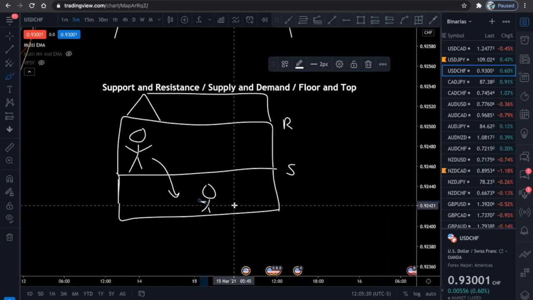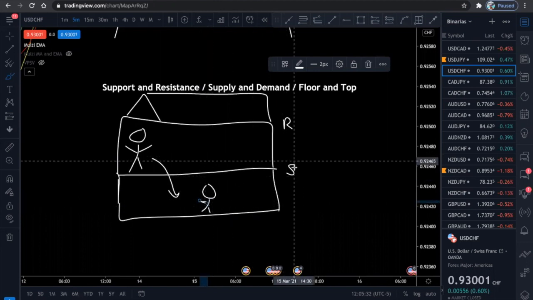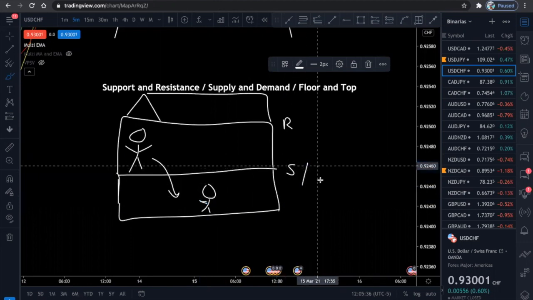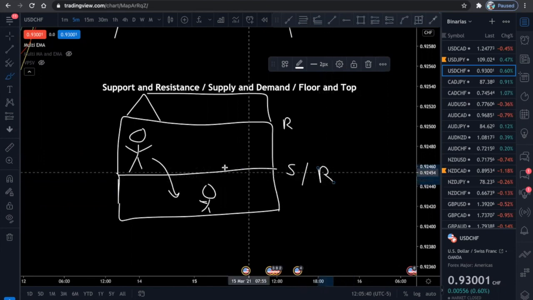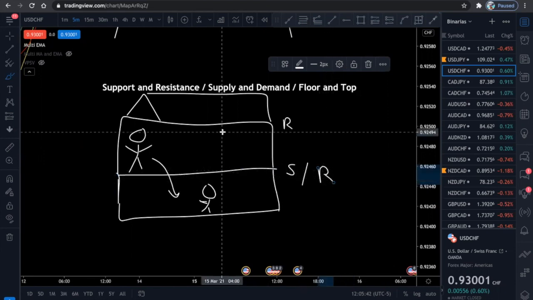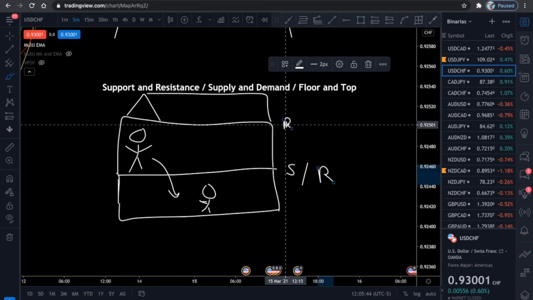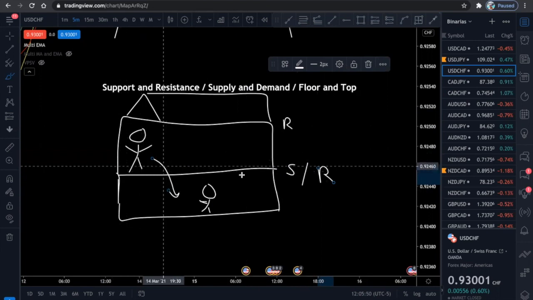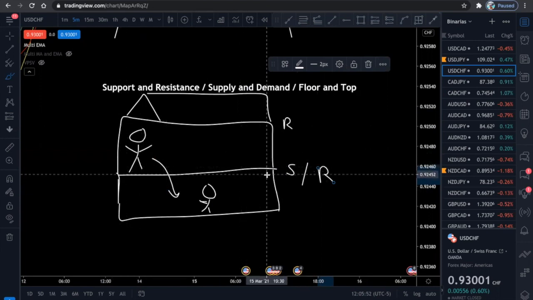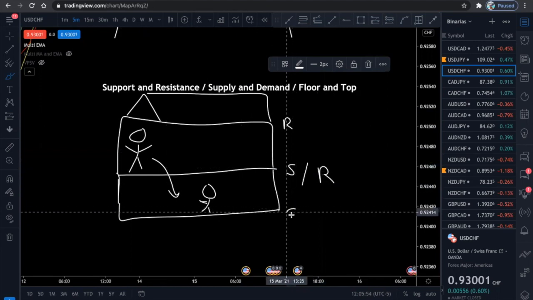This means that what was your support previously has now become your resistance. You see? Because now you have a new ceiling, you have a new roof. Your roof is always your resistance, and your floor is always your support. And what was previously your support is now your resistance. And you have a new support here.